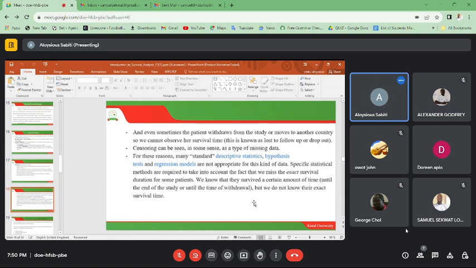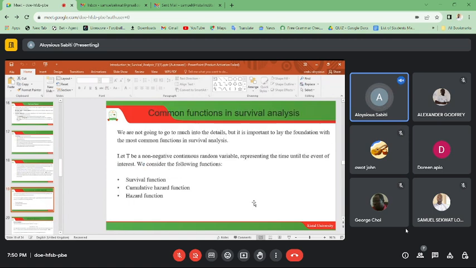survival data. We know that they survived a certain amount of time until the end of the study, or until they withdrew, or until they died because of a different reason. But we do not know the exact survival time because they were able to withdraw before the study ended.